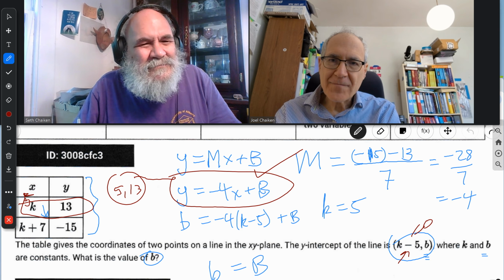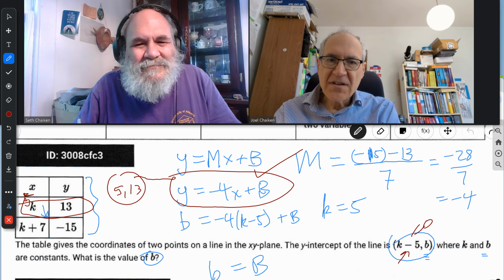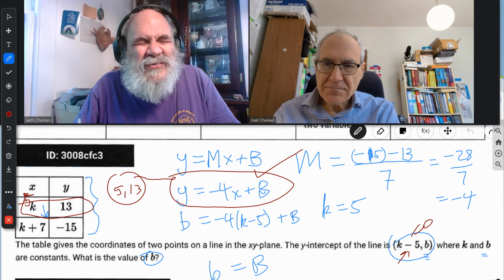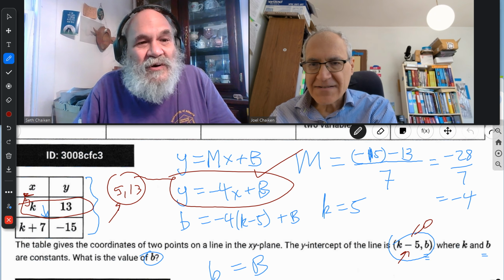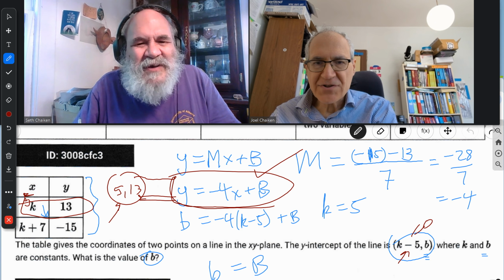Problem solved. So when k equals 5, y equals 13. That gives us one equation, one unknown. So that's it.